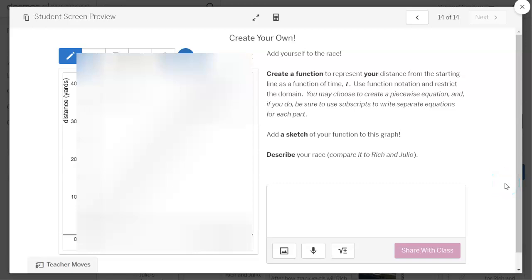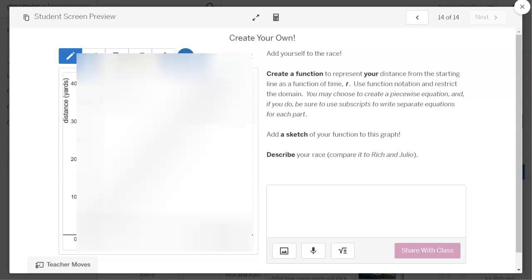So I encourage you to encourage them to do their very best work here so that they can showcase what they have learned about functions, piecewise equations. I mean, there's so much in here they could showcase in their portfolio artifact. So this activity, I'm guessing, will take the bulk of your time in this lesson. And then we have a few more things to do.